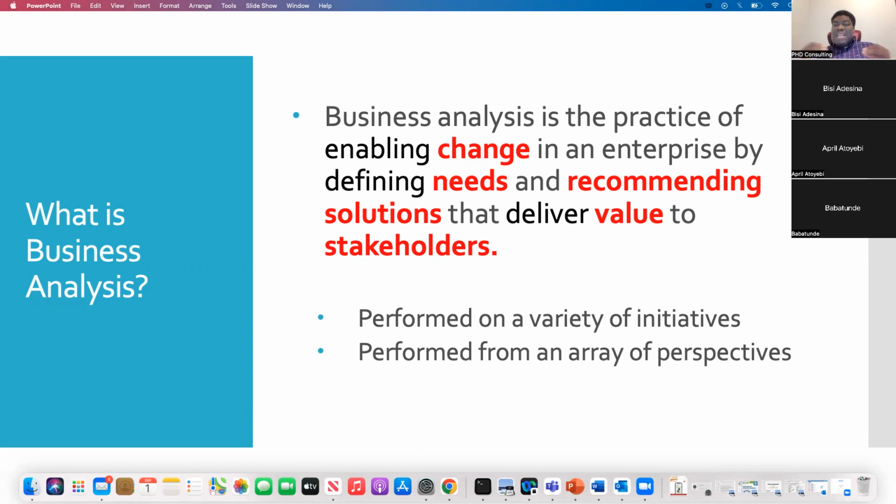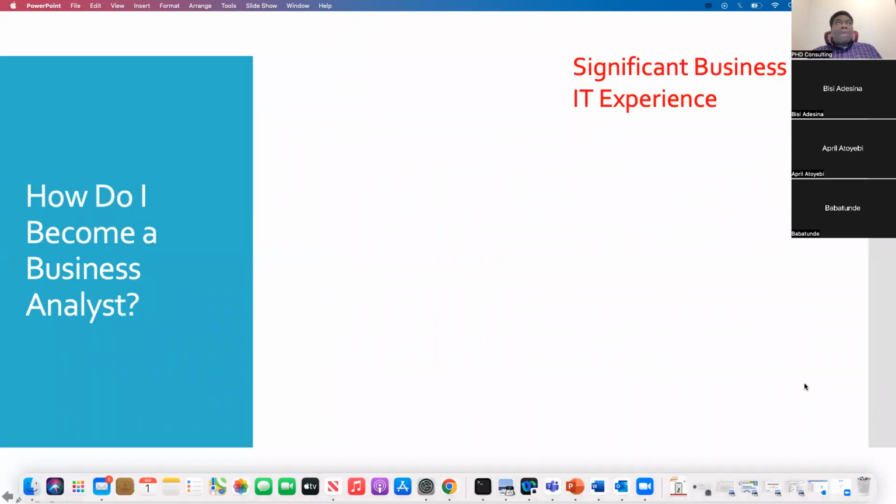The reason they need business analysts is because the organization needs to get from their point A to point B, from where they are, their as-is position, to their to-be. Okay. Now, we've been able to define business analysis. I'll run very fast. But of course, how do I pivot into being a business analyst? How do I become a BA? How do I leverage my experience?